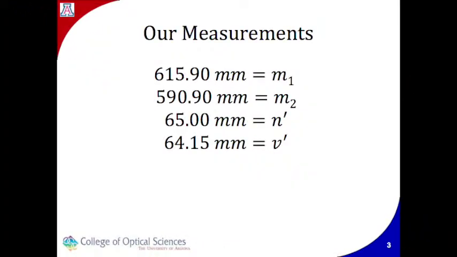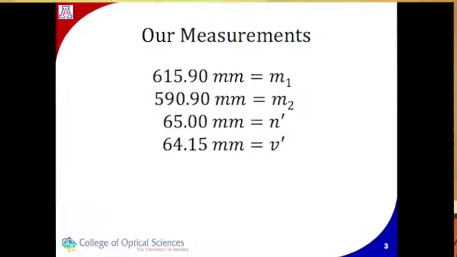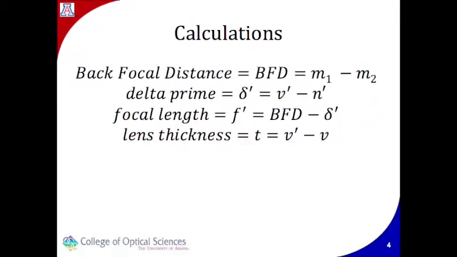In this example, our first microscope position was 615.9 millimeters, the second position was 590.9 millimeters, the first nodal slide position was 65 millimeters, and the second was 64.15 millimeters. The back focal distance can be found as the difference between microscope positions. The distance between the vertex and nodal point is referred to as delta prime and may be negative dependent upon the shape of the lens.